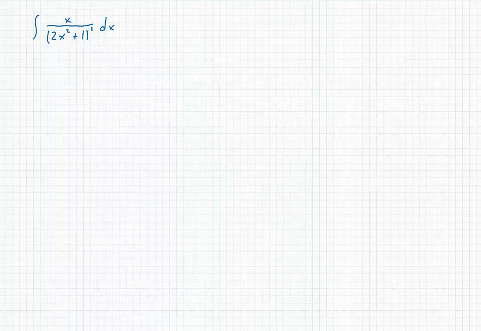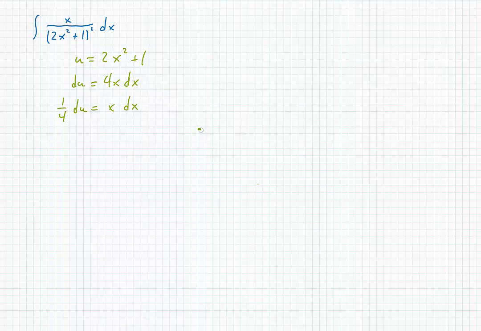If we let u be equal to 2x squared plus 1, then its derivative is 4x, different from the numerator in this case by only the constant multiple of 4. We get the right degree, if you will. So we're going to use that. And to adjust it, we're going to need to consider 1/4 du, which is equal to just x dx, which is all that we have in our original integral.